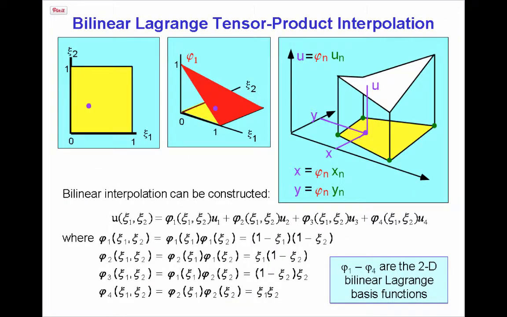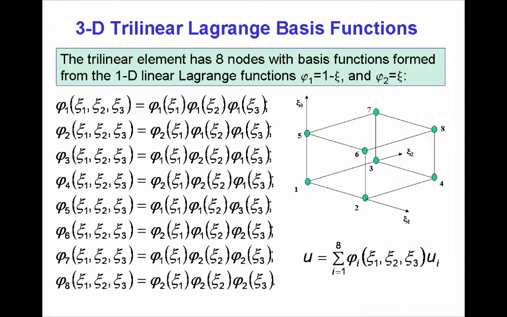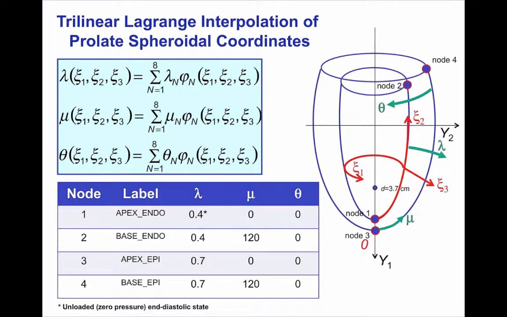Simply by taking products, we can use these simple 1D linear Lagrange basis functions to generate 2D quadrilateral bilinear Lagrange elements as functions of xi1 and xi2, and 3D hexahedral trilinear Lagrange elements as functions of xi1, xi2, and xi3. We are now ready to make our first mesh in Continuity using the prolate spheroidal coordinates we calculated from Streeter and Hanna's data. We will build a simple truncated, thick-walled prolate spheroidal mesh with a single linear 3D element.